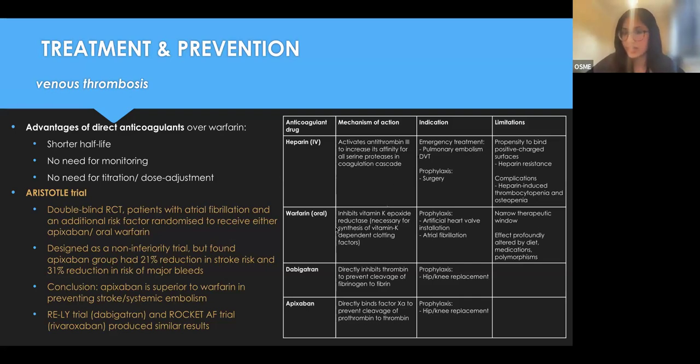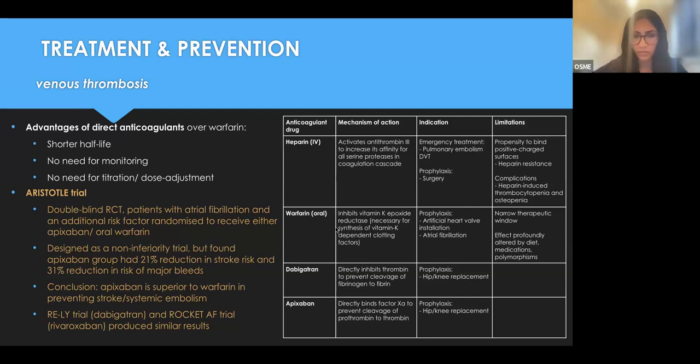And then the oral agents, which can be taken at home for prevention of venous thrombosis. The oldest one is warfarin. Warfarin inhibits vitamin K epoxide reductase. Some of those clotting factors in the first slide are vitamin K dependent, so this inhibits the synthesis of those.